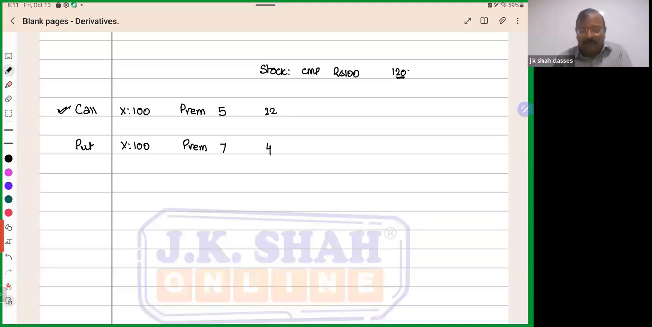ठीक है? Okay. Next day, this price becomes 80. Right? This was 120 price, now 80. ये कॉल का वैल्यू क्या होगा? गिरेगा. कितना होगा अप्रोक्सीमेटली? इसमें there will be no intrinsic value, only time value. 3-4 रुपया.